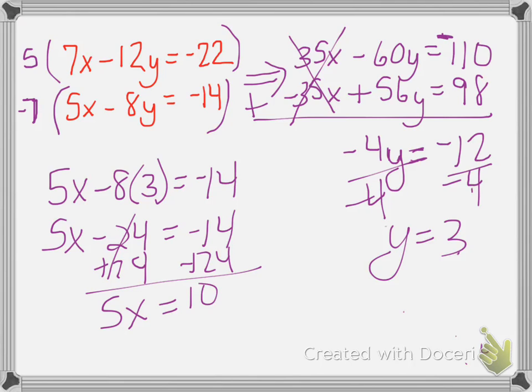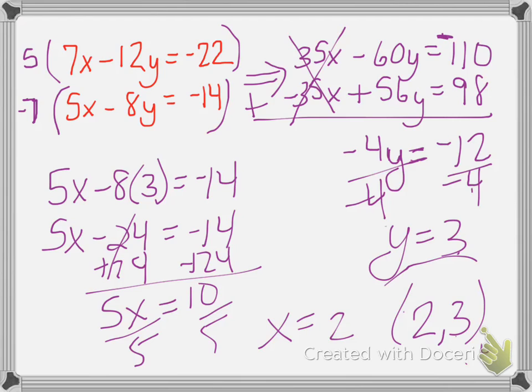Ten and divide by 5. X equals 2. So the answer is 2, 3. The ordered pair is 2, 3.